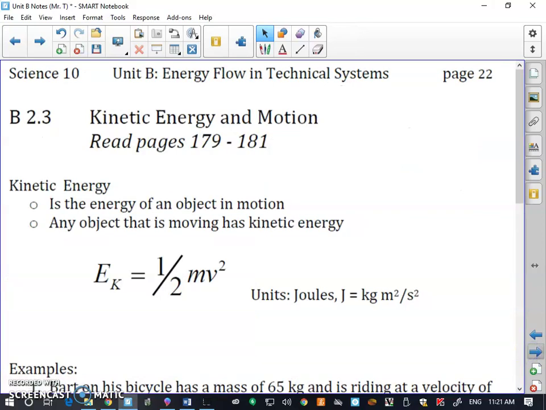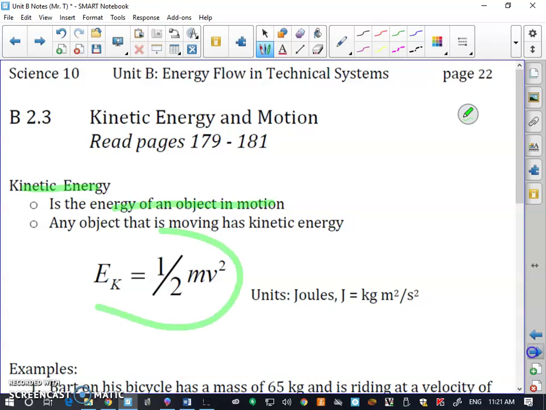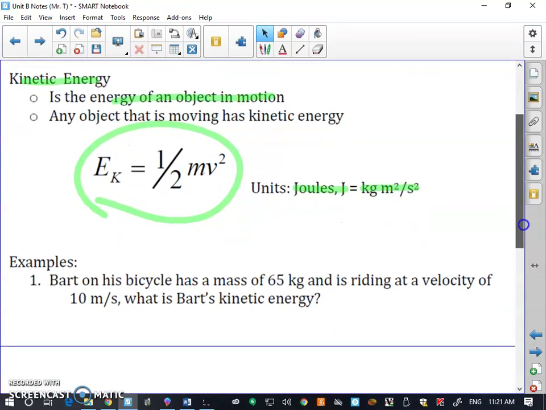Let's move on to B2.3 on kinetic energy in motion. Kinetic energy is the energy of an object in motion. So any object that's moving has kinetic energy. Here's the formula we use. Ek equals 1/2 mv squared. The units of all energy is joules, which is, of course, kilogram meter squared per second squared. Here's a few examples for us.